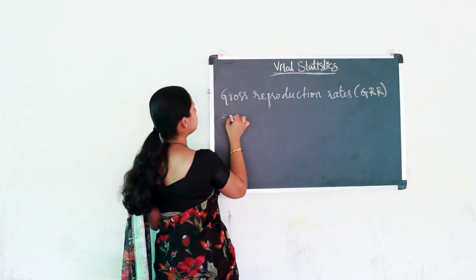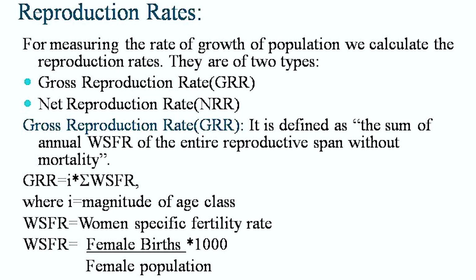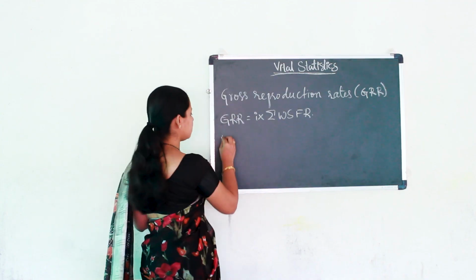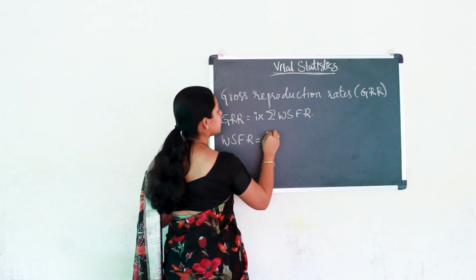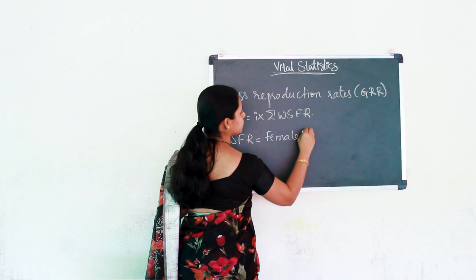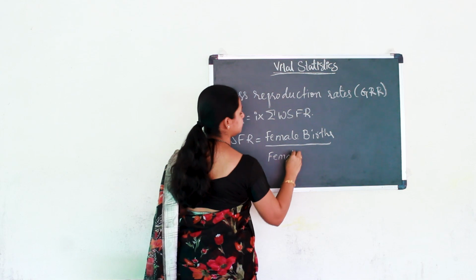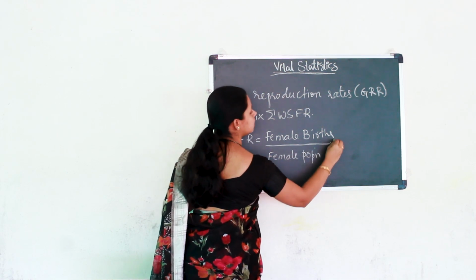GRR is defined as the sum of annual WSFR over the reproductive span without mortality. That is, GRR is equal to i into summation WSFR, where i is the magnitude of the class, that is usually 5 years or the width of the class, and WSFR is the women specific fertility rate. So WSFR is given by the formula female births divided by female population into 1000.